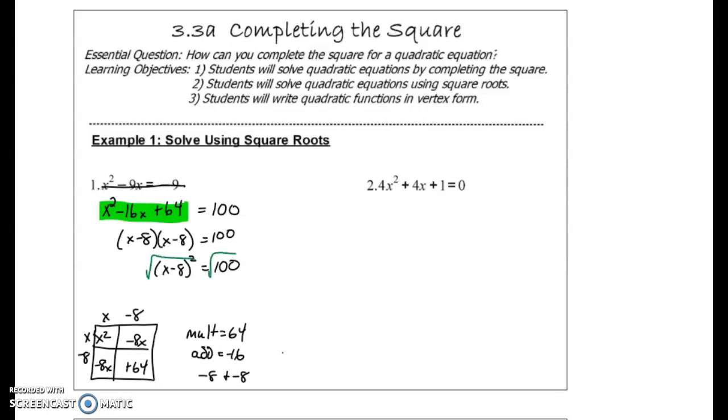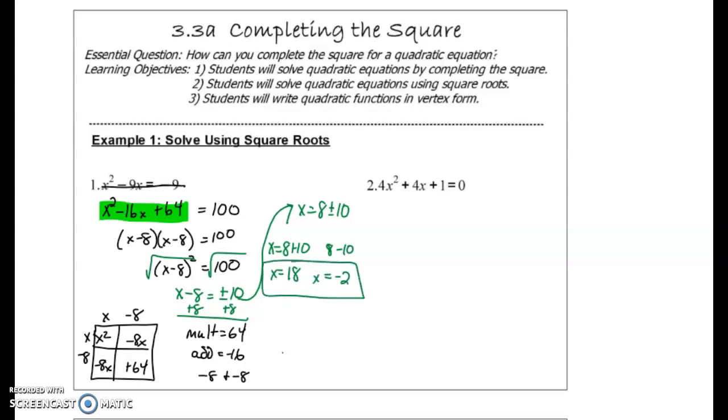So if I square root both sides, I get x minus 8 equals the square root of 100, which is plus or minus 10. So then I add the 8 over. I'm going to come up here for the sake of space. So I get x equals 8 plus or minus 10. Now, that's very easy to go ahead and figure out the two answers. So 8 plus 10 is 18, and 8 minus 10 is negative 2. So your two answers are 18 and negative 2.